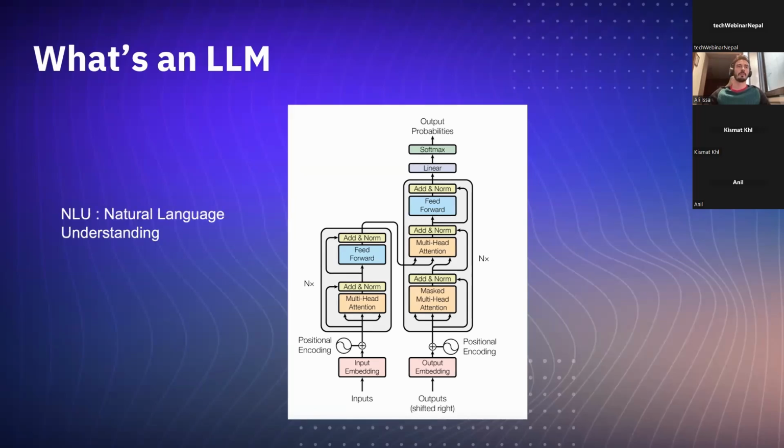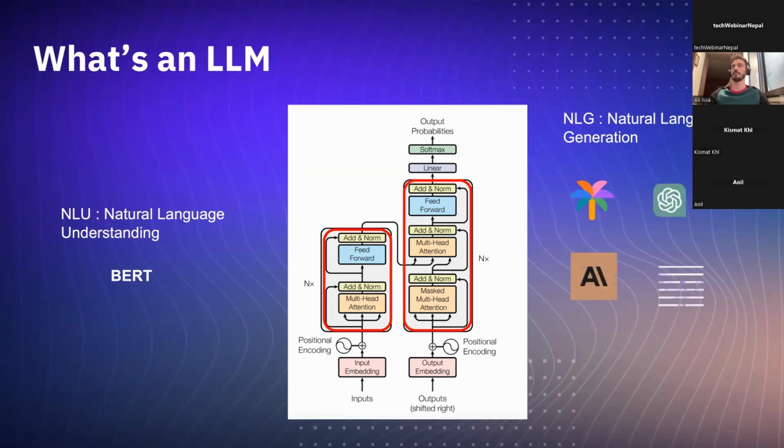We have something called natural language understanding, and these models were trained to convert the text into a best numerical representation, like the BERT model. And this is done using some stacks of the encoder block. Another type of the LLM, which is currently used like ChatGPT, is natural language generation models like Google Palm, ChatGPT, Anthropic, Falcon. And basically these models are based on the decoder architecture of the transformer.